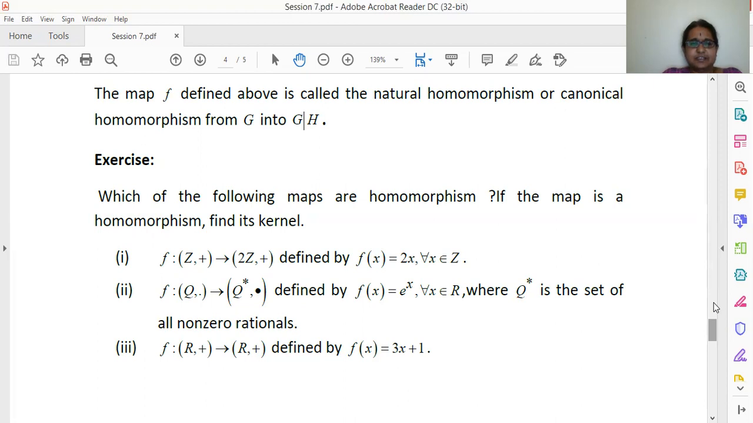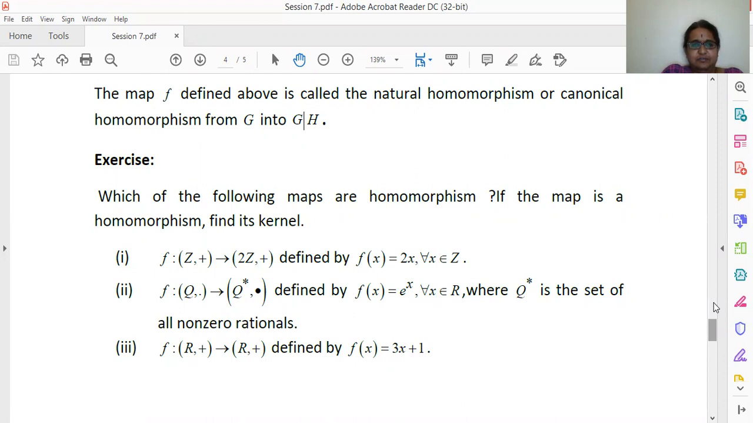The first problem: f from (Z, +) to (2Z, +) defined by f of x is equal to 2x for all x belongs to Z. So here the mapping is from the set of integers Z with the binary operation addition to the set of even integers with the binary operation addition. The mapping is defined by f of x is equal to 2x. So first we shall check whether f is a homomorphism. Take any two integers, that is let x, y belong to Z.